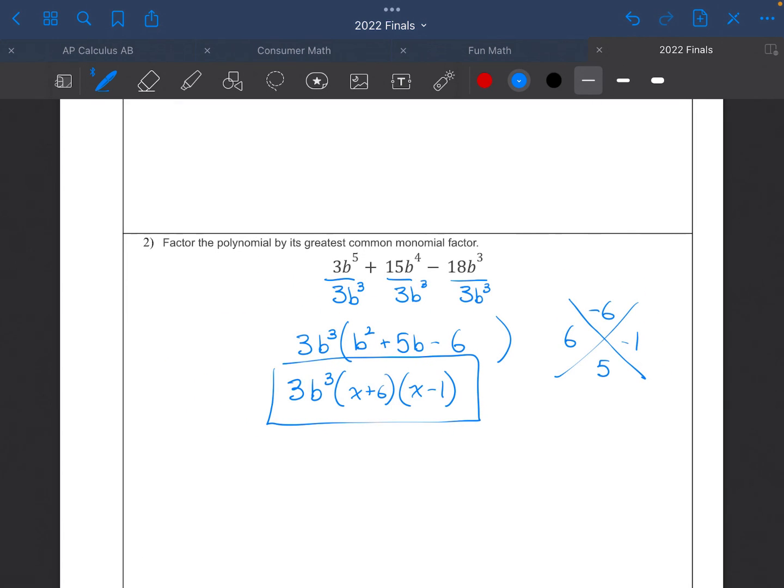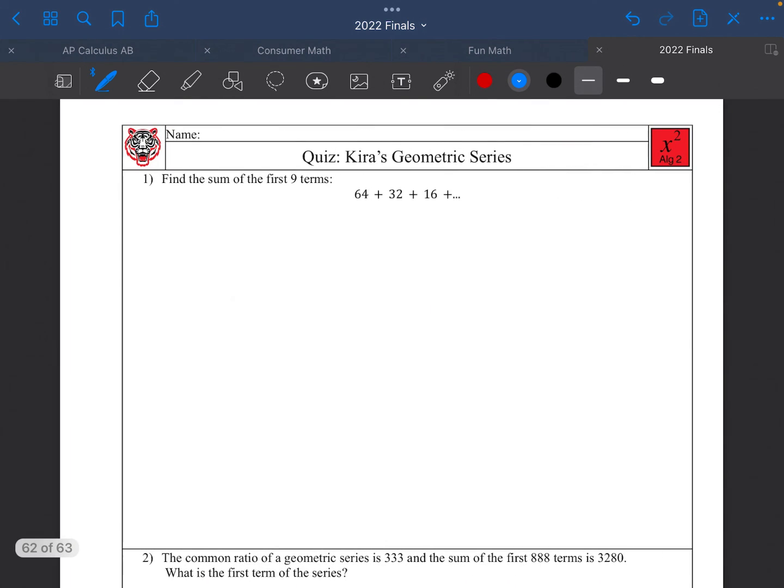Very nice. All right, moving on to Kira. Geometric series. All right, so let's do a time sync check. And let's solve. So every single one of hers has a formula that goes along with it. You just have to have it memorized.